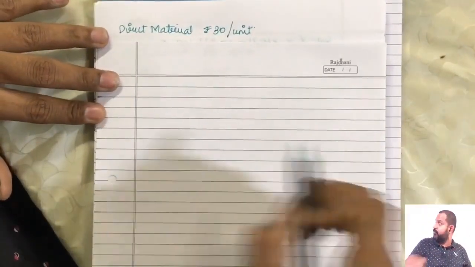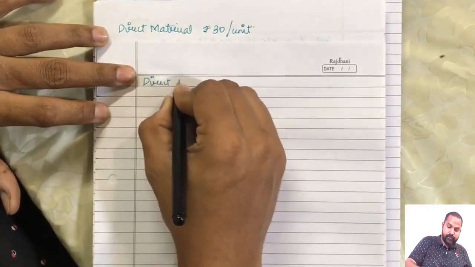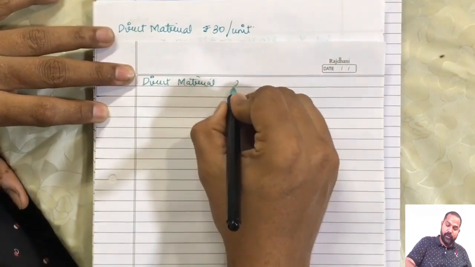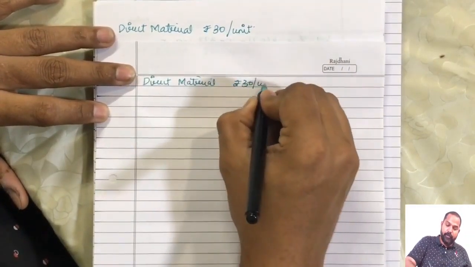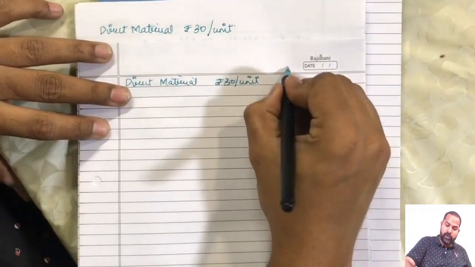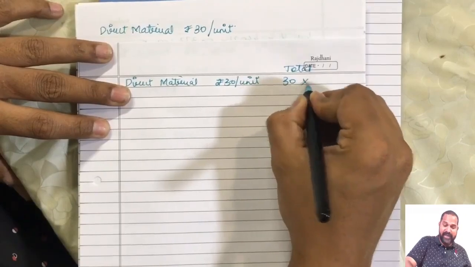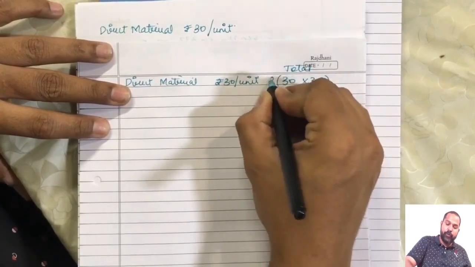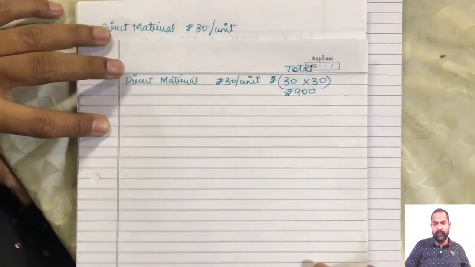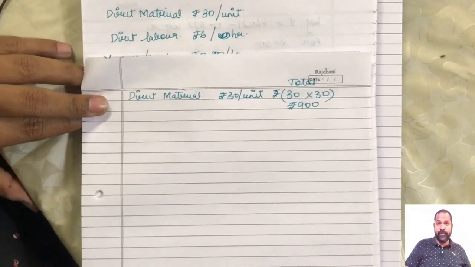And that is direct material, rupees 30 per unit. So the total direct material will be 30 units I am making into 30 rupees is 900 rupees. Done? Next. Direct labor is 6 rupees per hour.